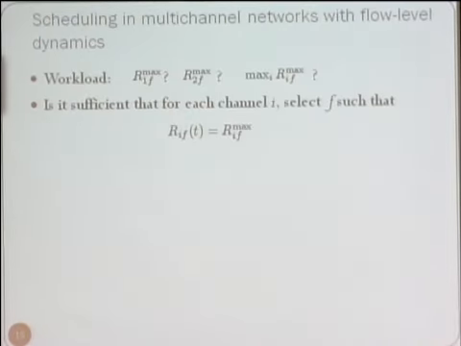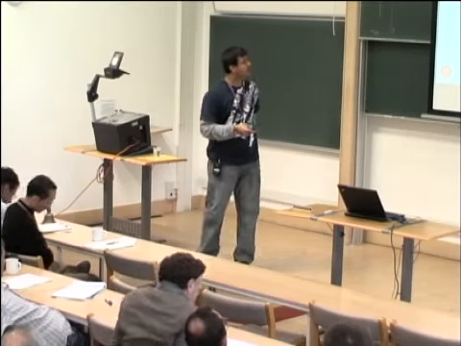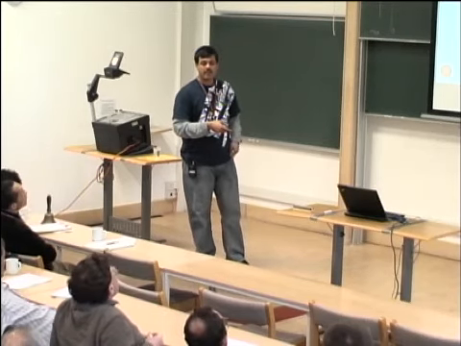So in the case of multi-channel networks, how do you even define workload? What is workload, because you have multiple channels? In the case of single channel networks, you look at the file size and divide it by the maximum rate at which you can transfer, and that is the workload, right? So the necessary condition for stability is simple. In a multi-channel network, it's not at all clear.